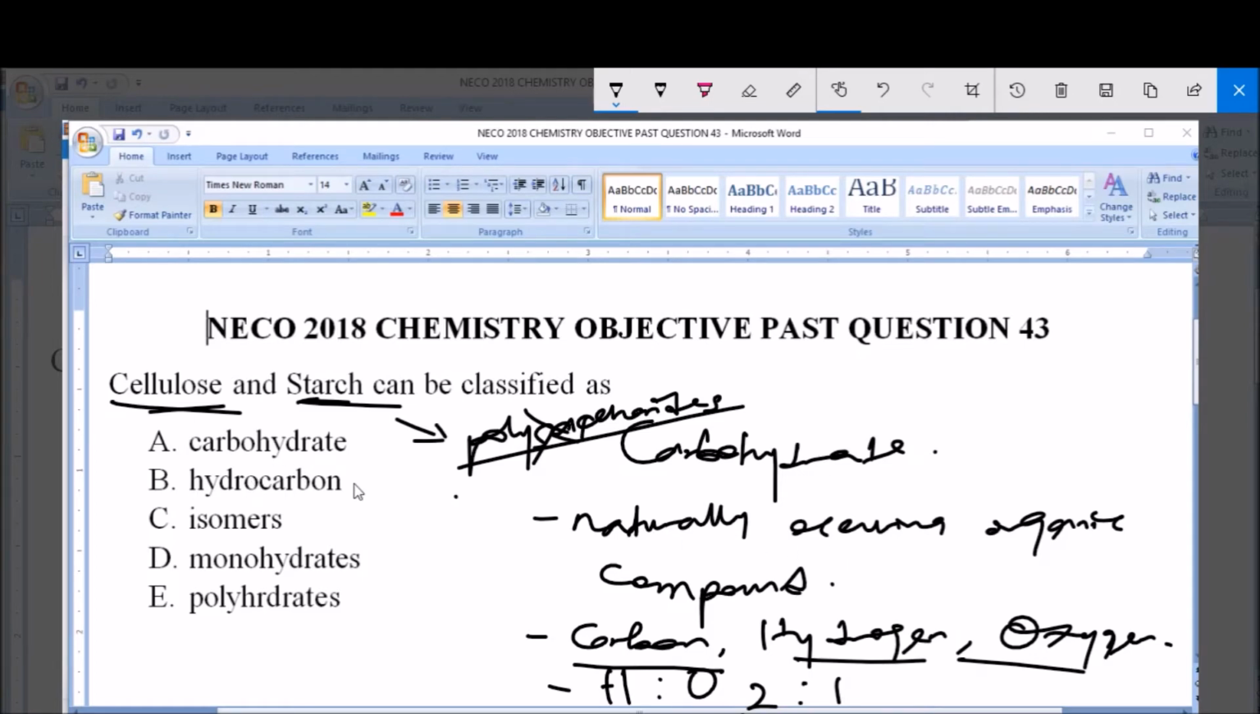Now, option B here says hydrocarbon. Hydrocarbons are only compounds that contain carbon and hydrogen. That is called hydrocarbon. Examples are methane, ethane, butane.